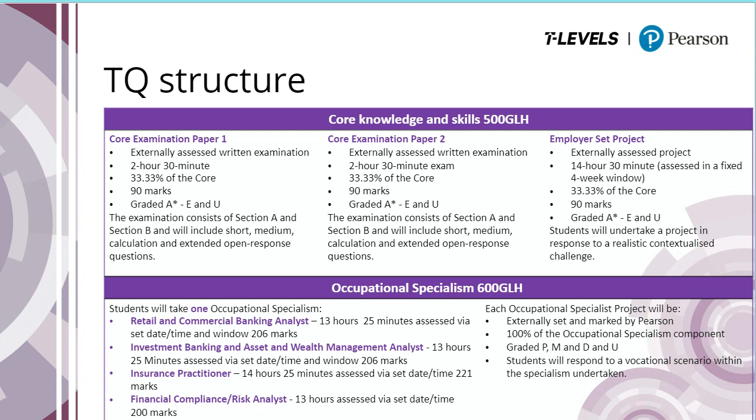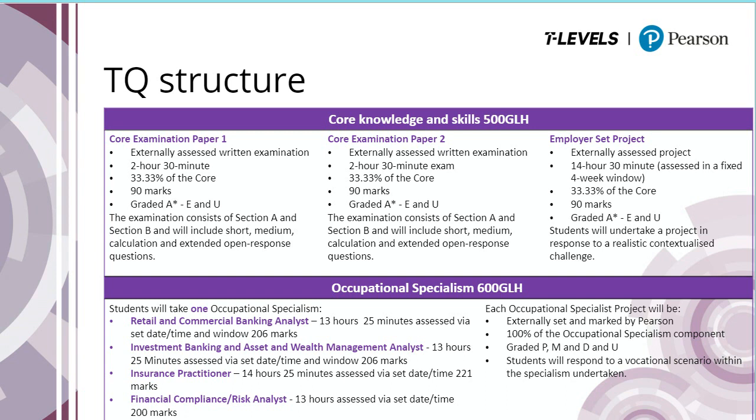As you can see, there are 4 occupational specialisms. Each has 600 guided learning hours, and your students can only take one of those specialisms, and that is one of either retail and commercial banking analyst, or the investment banking and asset and wealth management analyst, or the insurance practitioner, or the financial compliance or risk analyst specialism.